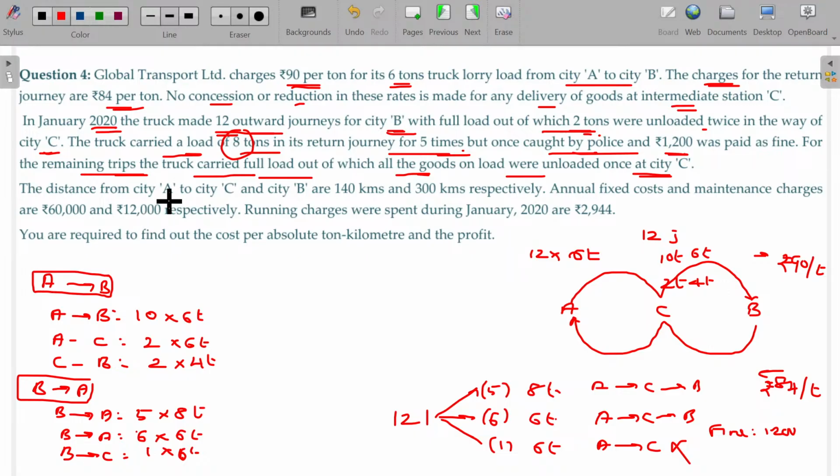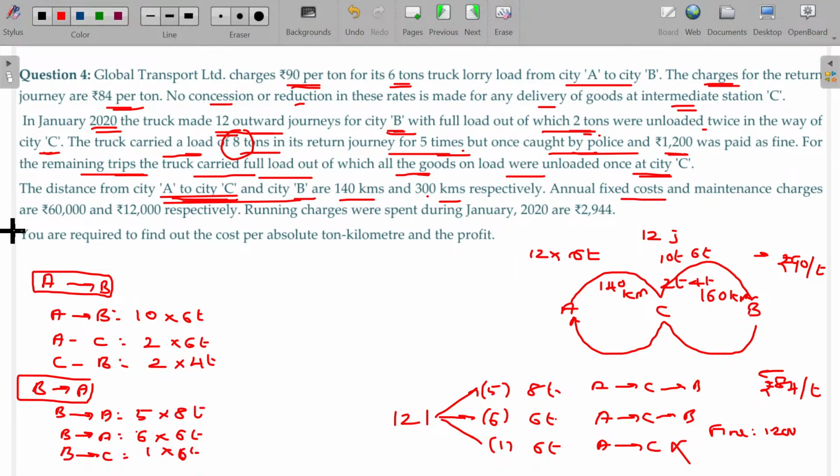The distances from city A to city C and B are 140 and 130. So from this, it's very clear. This is 140 kilometer. This is 160 kilometer. Overall, 300 kilometer. A to C, 140, and A to B, 300. So C to B should be 160 kilometer.